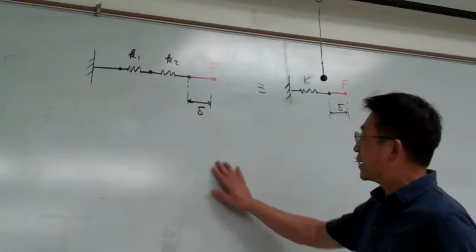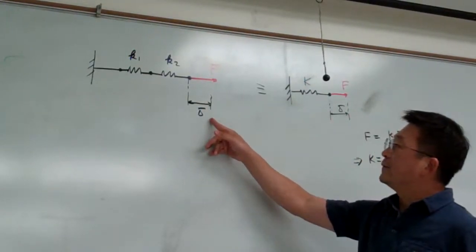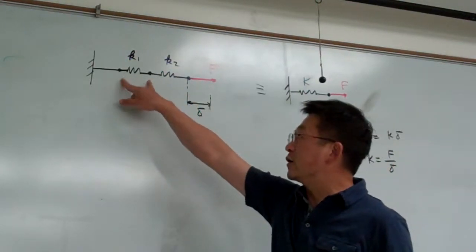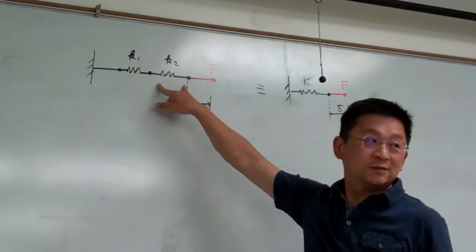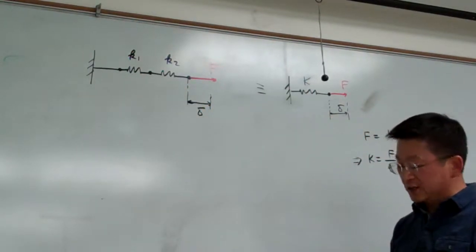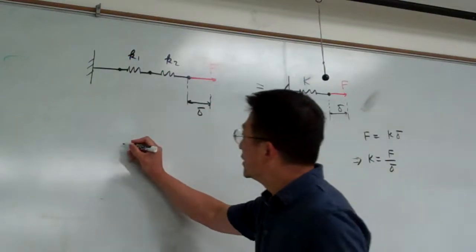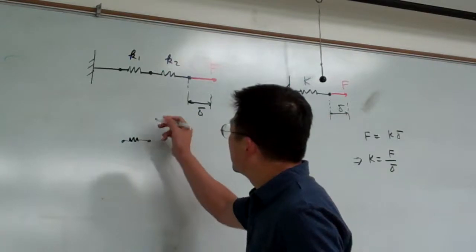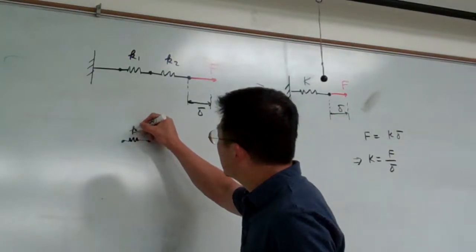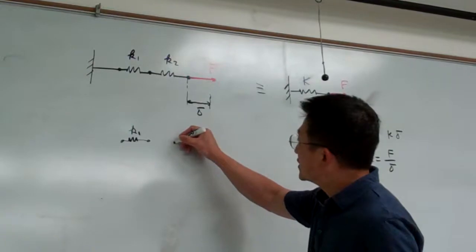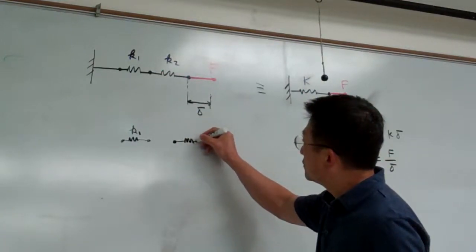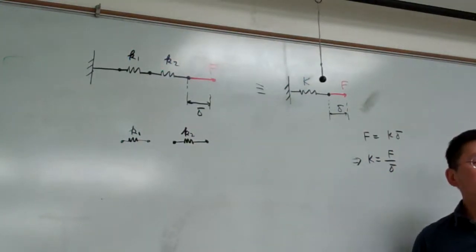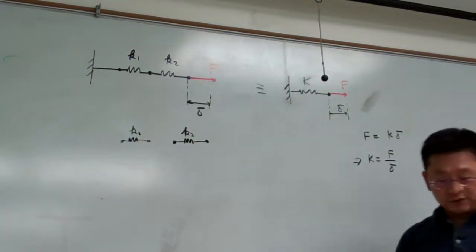Now we take the free body diagram here. So this delta is the total deformation contributed by the deformation of this and this, right? So right now we take the free body diagram on the individual springs separately. So for spring 1, this is K1, and then this is spring 2. So this is K2. Okay. So now we take the free body diagram on the individual springs.